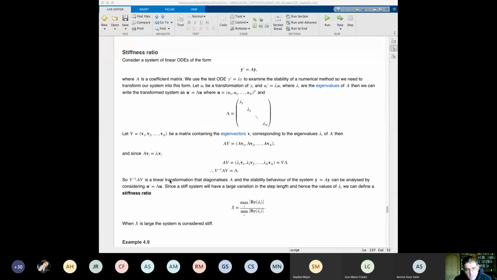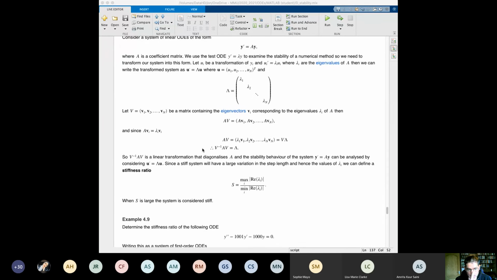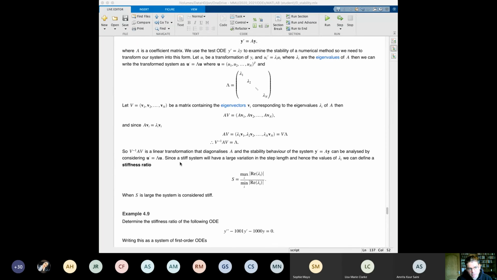U_i dash equals lambda_i U_i. Okay, so that means we can assess the stability of our original system by looking at the stability of U dash equals lambda U. Now that's important because A might not have been a diagonal matrix, but big lambda is a diagonal matrix. Okay, now a stiff system will have a large variation in the step length.